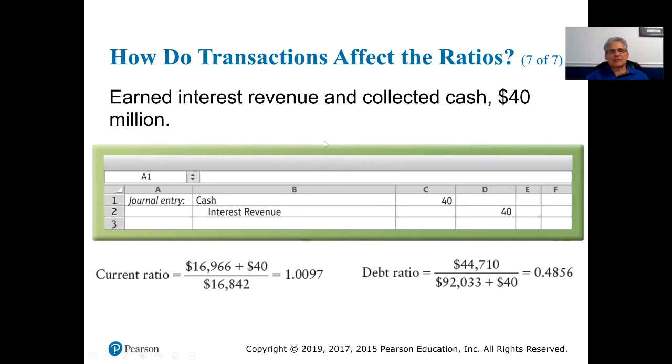Finally, the last transaction we're going to look at is earned interest revenue and collected cash of $40 million. That's got to be favorable any way you cut it, because we're going to increase our current assets relative to no change in our current liabilities. So that's going to have a favorable impact on our current ratio. And for our debt ratio, liabilities don't change, so that makes no change to our debt, but our total assets increase by 40, so that's going to give us a more favorable debt ratio, which means the debt ratio would be lower.